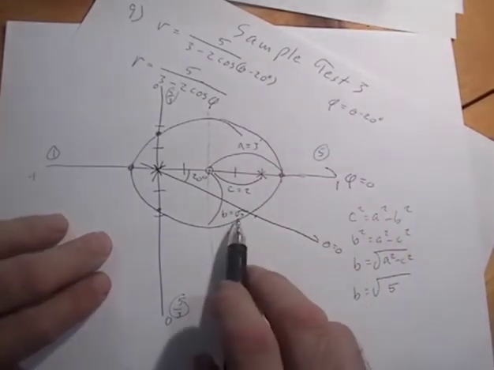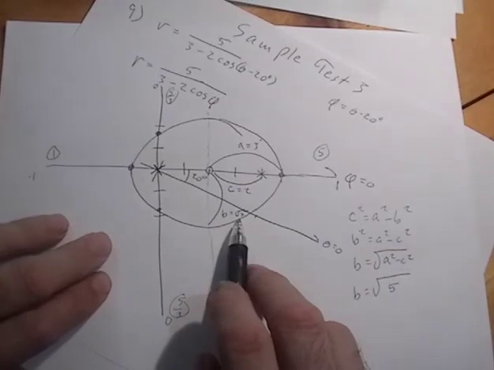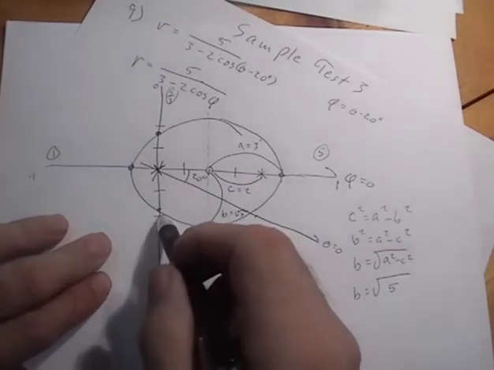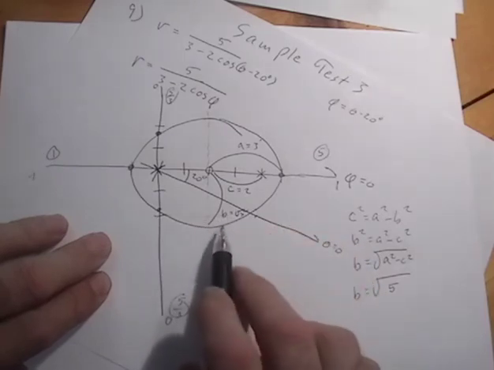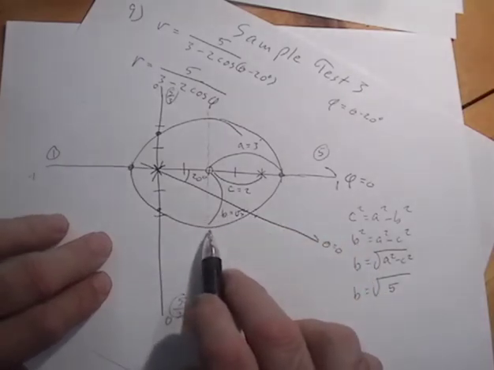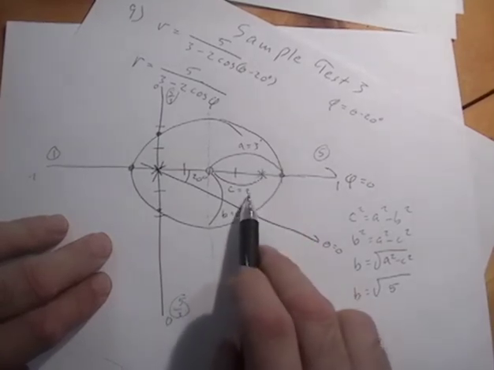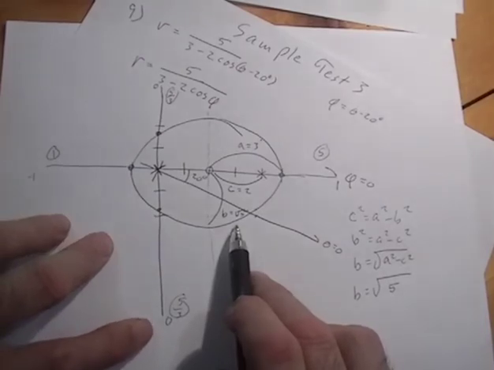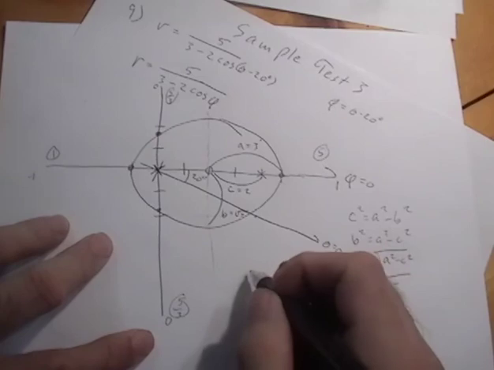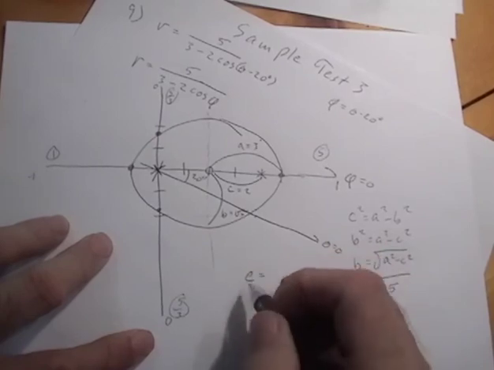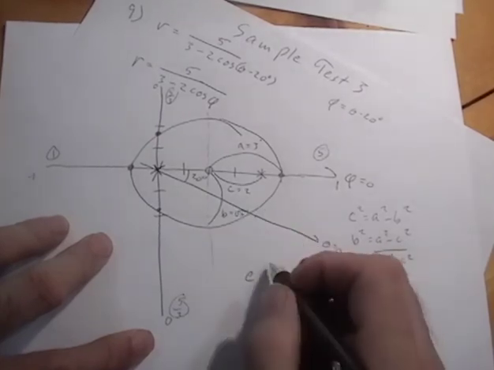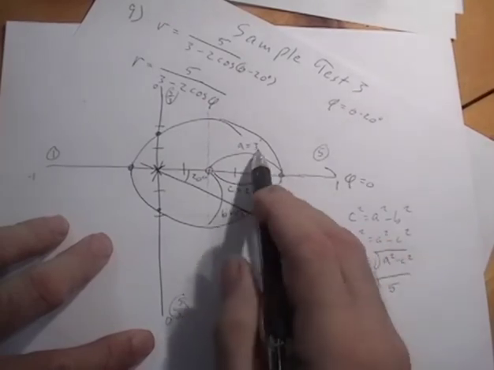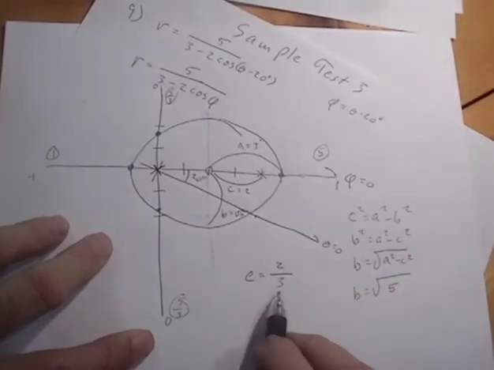Check and see if that looks about right. The square root of 5 is a little bit more than 2 units, and if this is 2 units, then yes, the way that I've drawn it, B is a little bit more than 2 units. So A is 3, C is 2, B is the square root of 5. If I were to ask for the eccentricity, you would say that the eccentricity is C, that's going to be 2, divided by A, that's going to be 3.